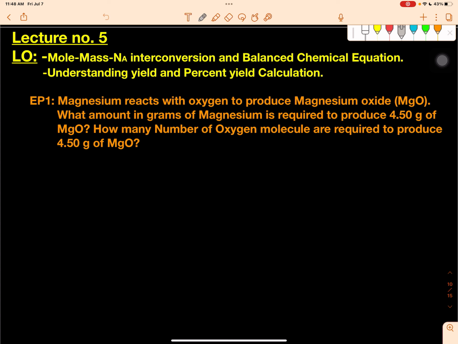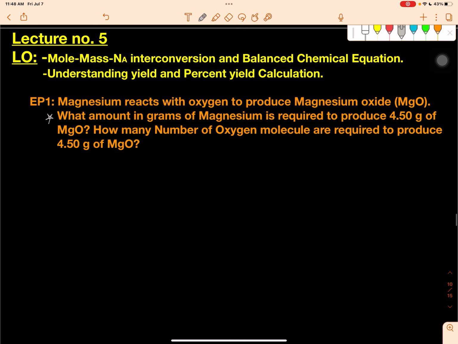So first we need to understand that we are provided with certain things. This is our first thing to look into. We have to find out what amount of magnesium is required to produce 4.50 grams of magnesium oxide. This only works when we have a scale, and the scale comes from the balanced chemical equation. So let's first find out what the balanced chemical equation is.